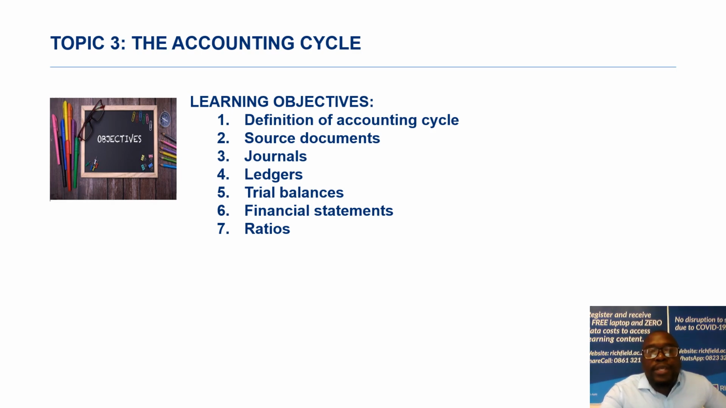Today's objectives of this topic, we will be looking at the definition of the accounting cycle, and from the definition, we'll look at the source documents. From the source documents, we will go to the journals. And from the journals, we will go to the ledger accounts. From the ledger accounts, we'll look at the trial balances. And from the trial balances, we will also look at the financial statements that must be prepared by the business during the accounting period or at the end of the accounting period. Then lastly, we'll look at the ratio analysis.